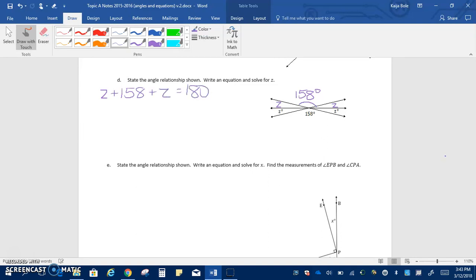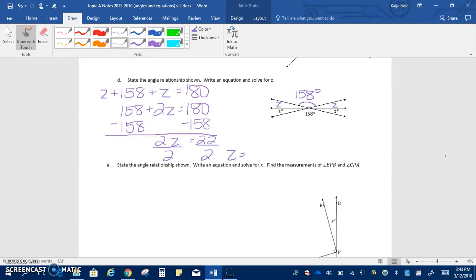So I combine like terms, so I have 158 plus 2Z equals 180. I will subtract 158 on both sides. So I have 2Z equals 22. I divide by 2 on both sides, and I get Z equals 11. And that'll make my final answer, Z equals 11 degrees.